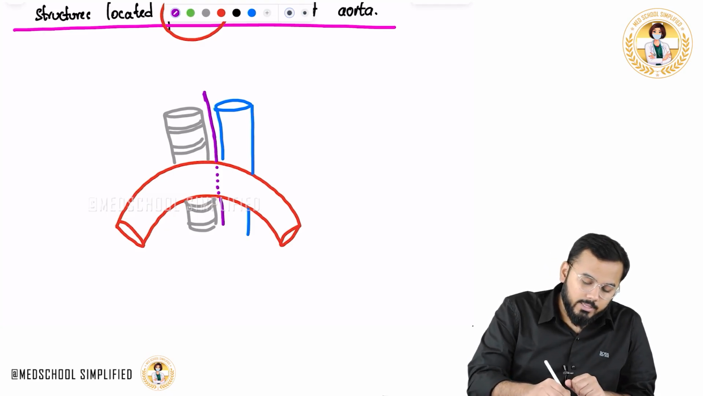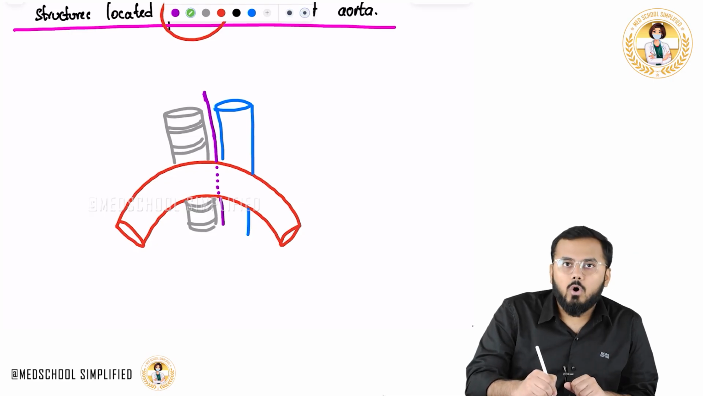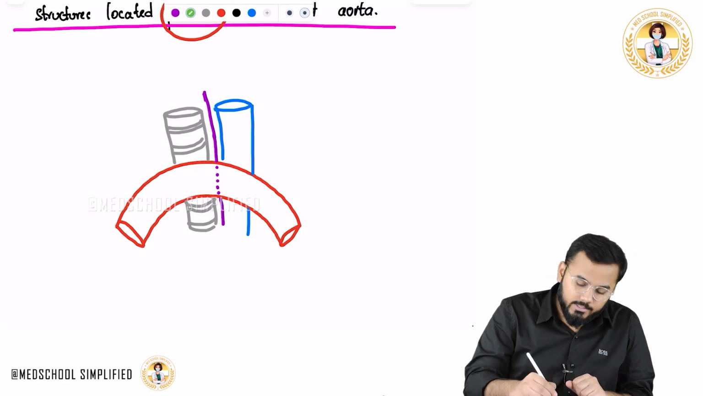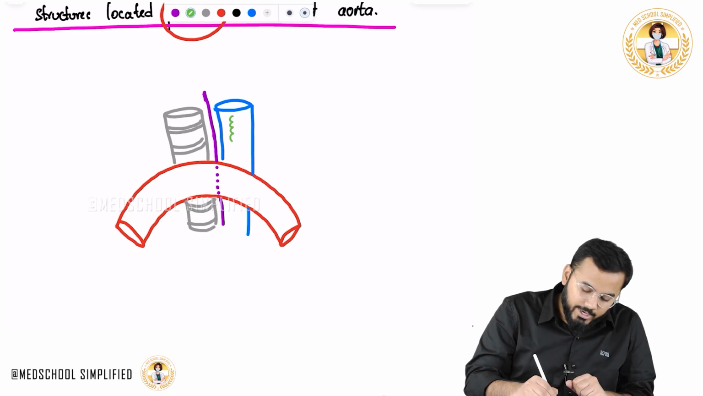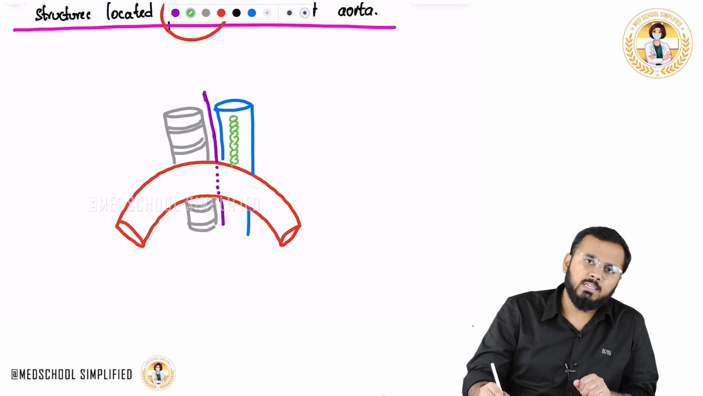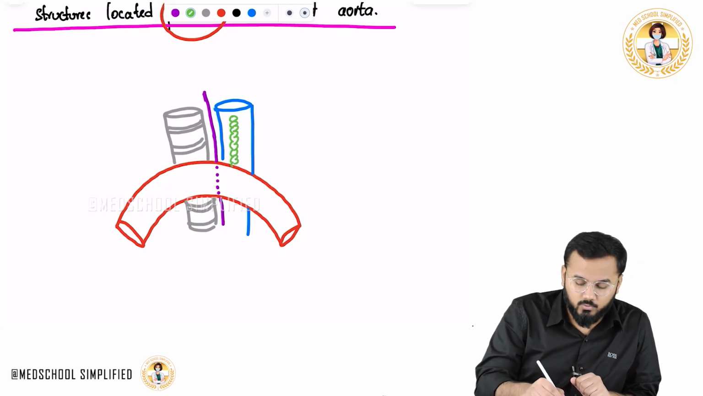And the last important thing is, on the surface of this esophagus you have got this chain like thing, right? Actually this is not a chain, this is nothing but called your thoracic duct. So let us name now the things one by one.